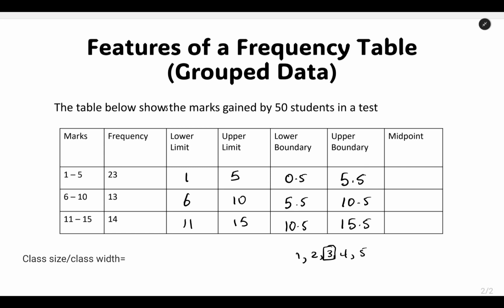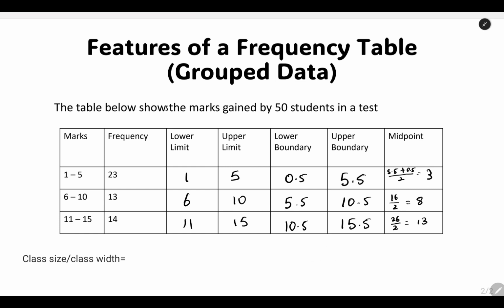So for the first one, the upper boundary would be 5.5, 5.5 plus 0.5 all divided by 2. So 5.5 plus 0.5, that would give you 6 divided by 2, which is 3. And for the second one, 10.5 plus 5.5, that would give you 16 divided by 2, and that would give you 8. And for the last one, 15.5 plus 10.5, that would give you 26 divided by 2 would give you 13. And that is how we can find the midpoint.